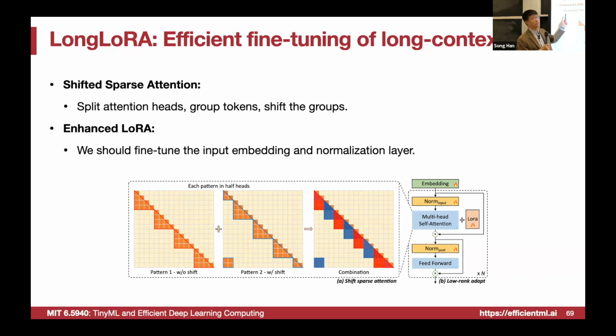The second idea is to enhance the LoRA. We also want to fine-tune the input embedding layer, and also the normalization layer. The normalization layers are very cheap to fine-tune. So not only fine-tune the side branch, this LoRA branch, but also fine-tune the embedding and normalization, which is proven to be very helpful. Without that, even fine-tuning with the original LoRA doesn't converge well for the long context scenario.